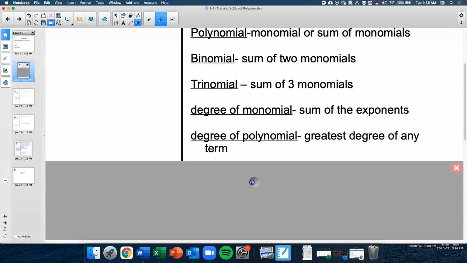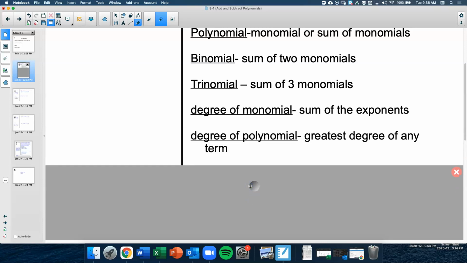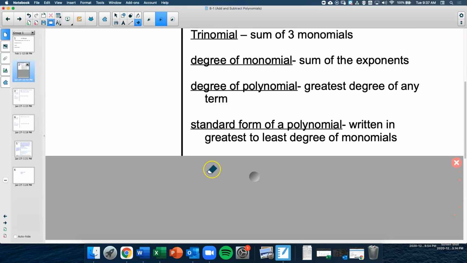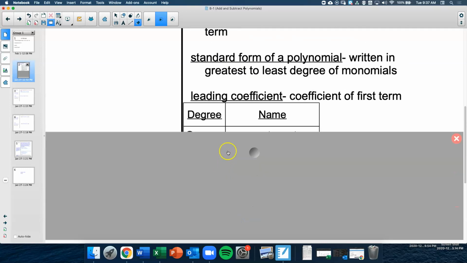Now the degree of a polynomial is the greatest degree of any term. So you figure out all your terms, and whichever one has the highest degree of the monomial, that is the degree of the polynomial. So you don't add up all the degrees. You just say, okay, which one has the biggest degree? And we'll see examples of that. Standard form of a polynomial is written in greatest to least degree of a monomial. Greatest to least.